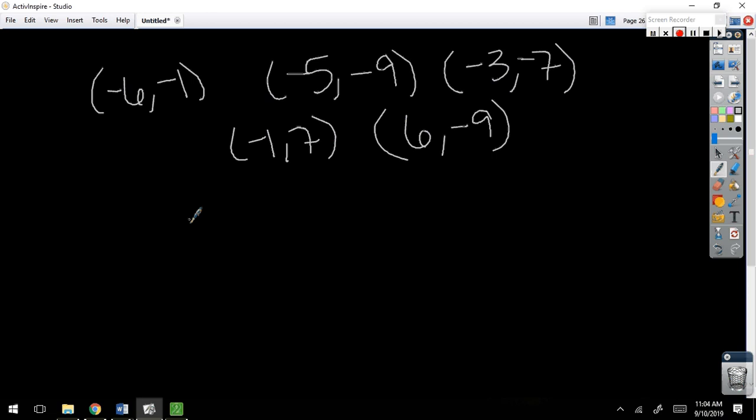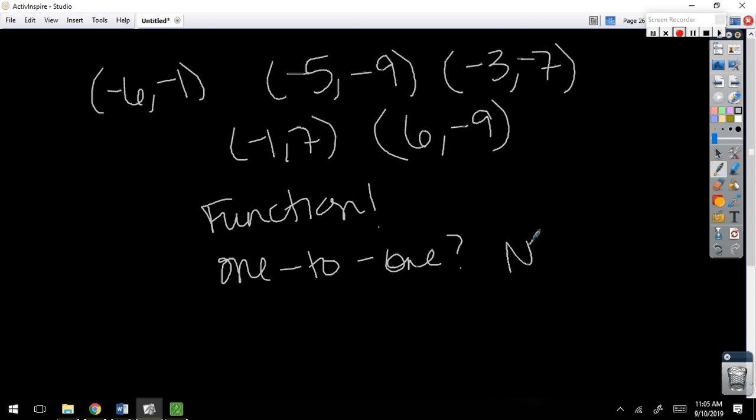It's not one-to-one, though. So what is it? Tell me what it is. It's a function. How do you know? How can you look at the points and tell? Okay. Is it one-to-one? No. Why? No, because of the negative 9 there. That's exactly right.